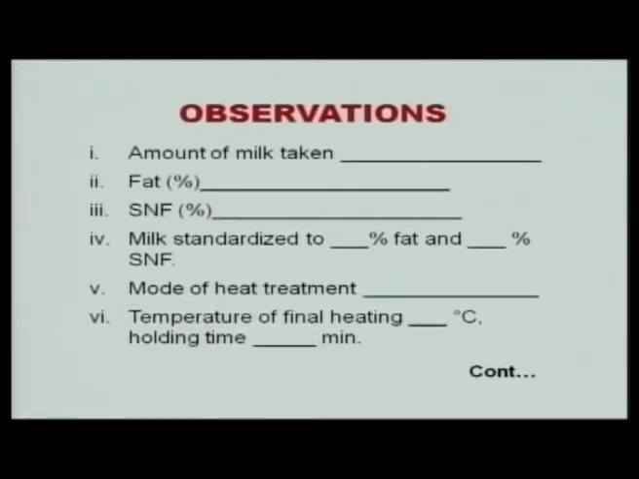Now see the observations. That was the theoretical part we have done, but in this the observations are very important. We should know how to fill the production chart. Amount of milk taken is the first column, then the fat percentage of the milk, SNF percentage, and the fat and SNF to which it was standardized. Then the mode of heat treatment: we have to write LTLT method or HTST method, batch method or continuous method.